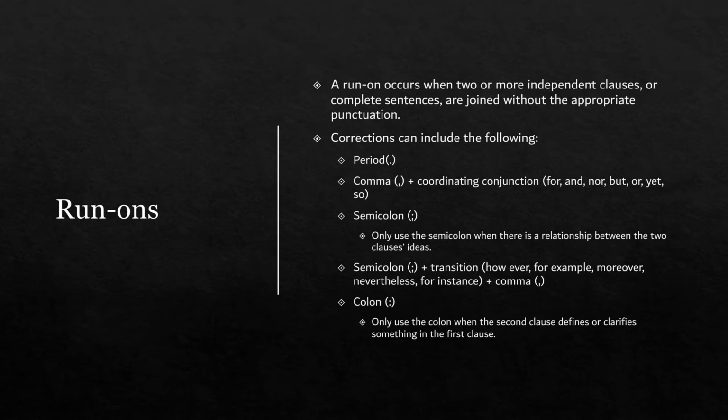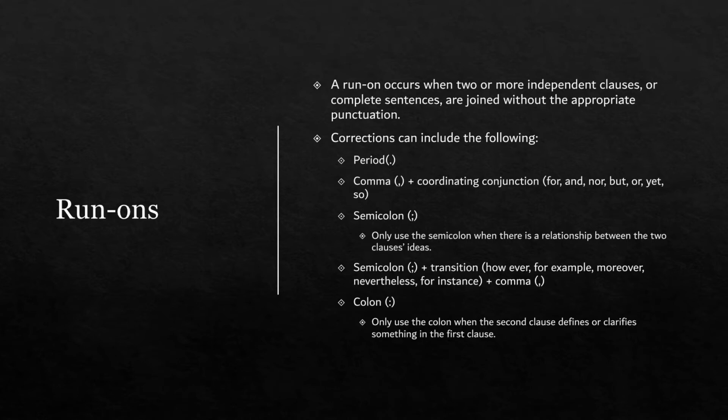To correct a run-on, you can simply place a period between the clauses. This is the easiest and most common correction for a run-on. For the most part, a period is all you need. However, there are other methods for correcting a run-on. A comma plus a coordinating conjunction, for, and, nor, but, or, yet, so, can be used to join independent clauses. Or you can use a semicolon to join the clauses.